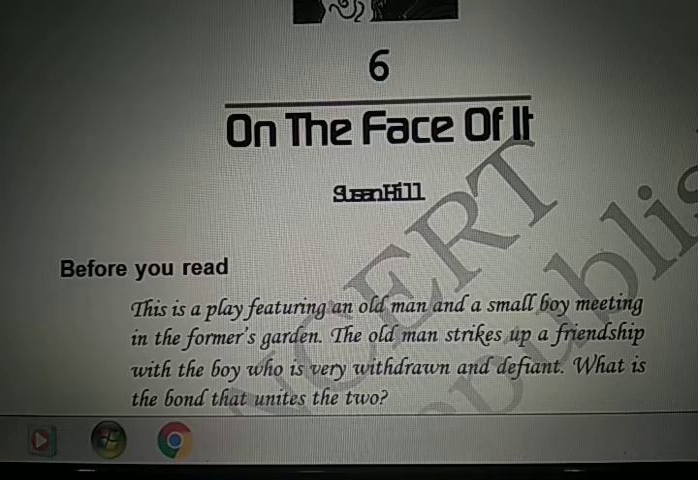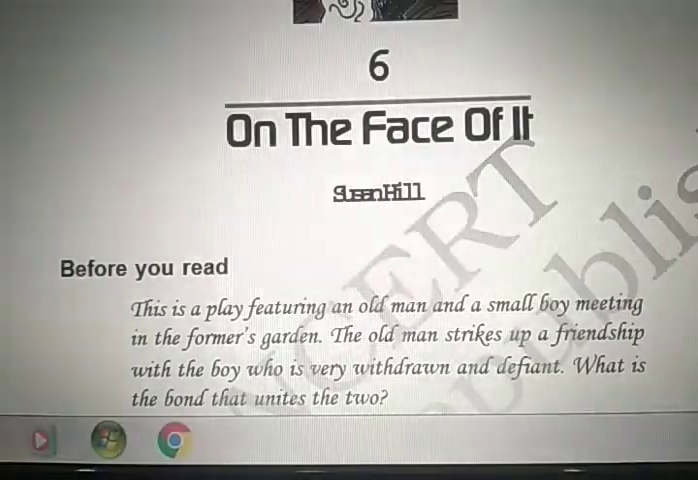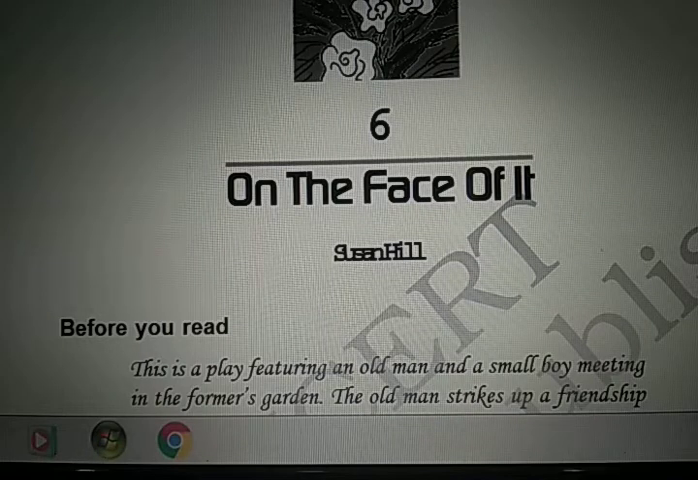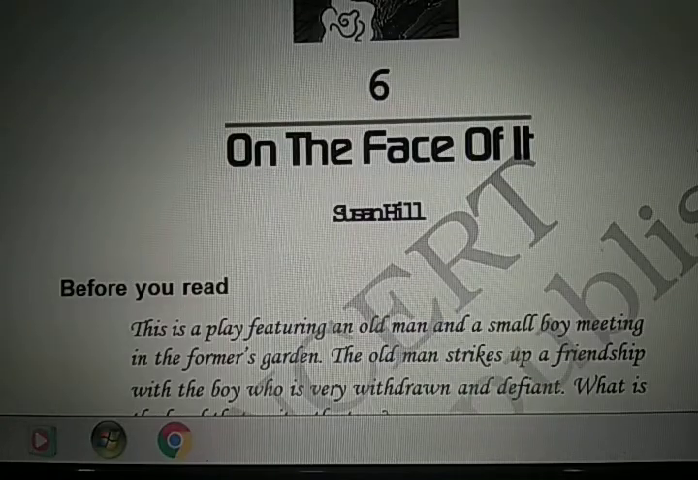Today I am here with chapter number 6 of your book Vistas. The chapter we are going to discuss is On the Face of It, which has been written by Suzanne Hill. This is actually a play, a short play by Suzanne Hill, and it focuses upon the sense of alienation that is experienced by those who suffer an impairment of some kind, means a handicap of some kind. The persons who are suffering from some impairment, some handicap, how do they feel a sense of alienation? How do they experience it has been depicted in this chapter by Suzanne Hill.